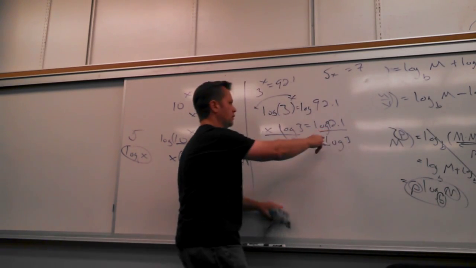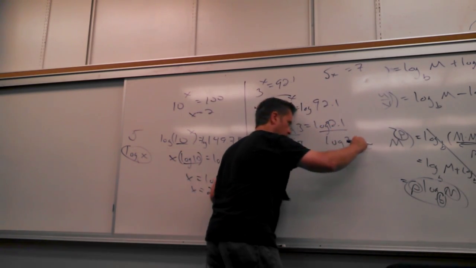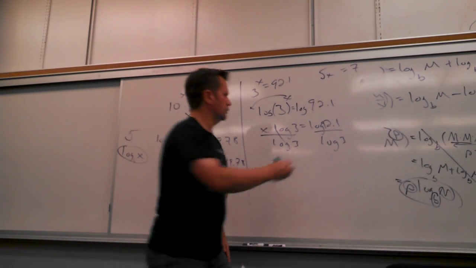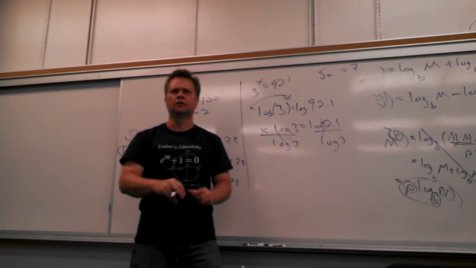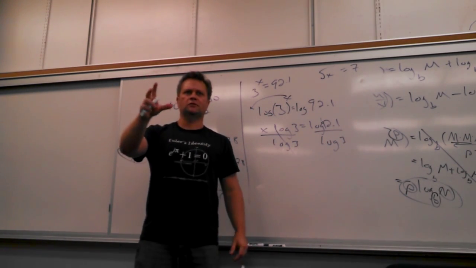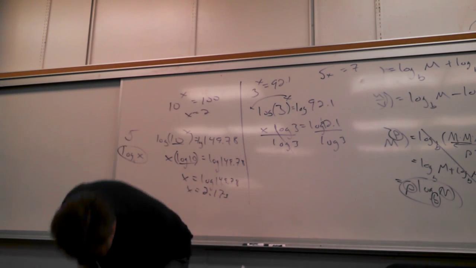So how do I do this then? Well, I plug log 92.1, divided by log 3, into the calculator. I can't remember now. I think it opens a parenthesis on there when you do that? Make sure you close it. It's sort of like Microsoft Word, trying to guess what you want. I hate that.